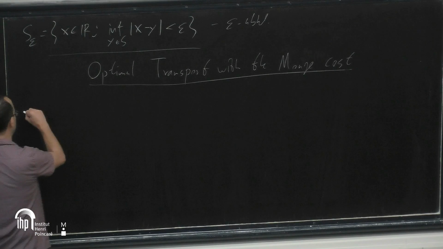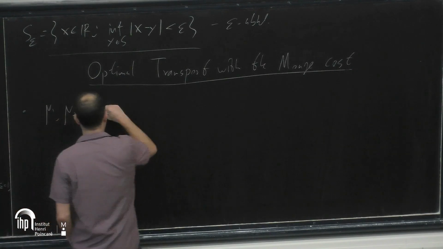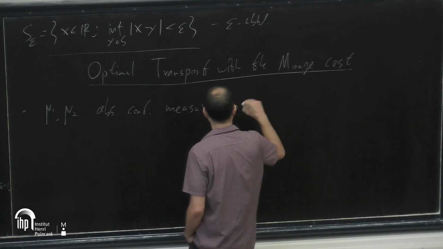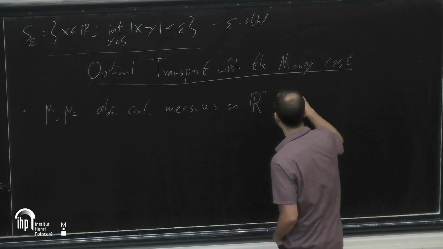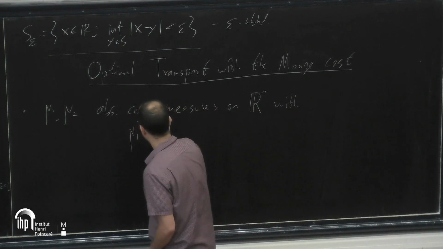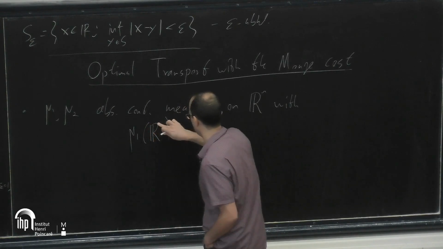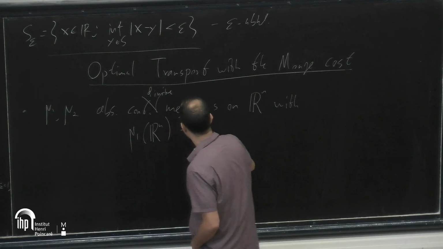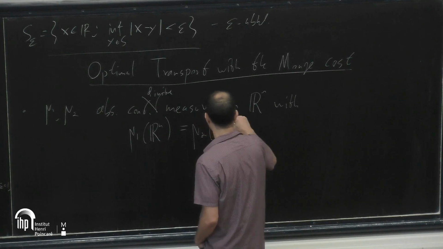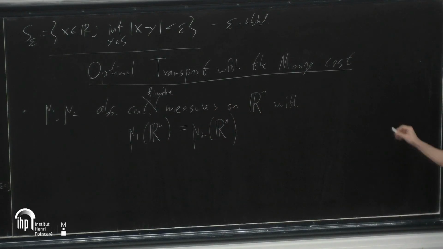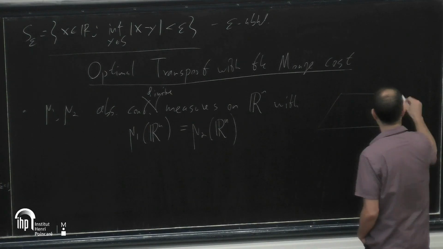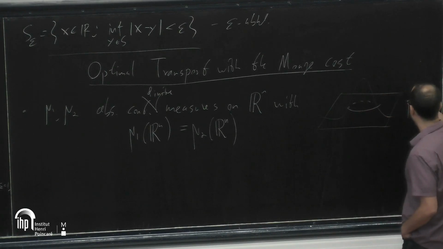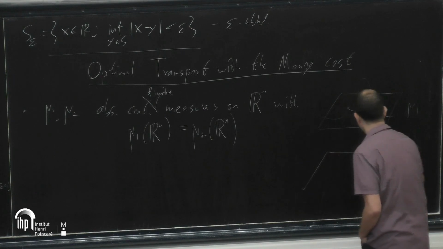What's optimal transport? We have two measures on R^n. Absolutely continuous measures on R^n. They should have the same total mass. So the measures are finite, no negative measures, and should have the same total mass. For instance, maybe just to have a picture, maybe mu1 has this density, and maybe mu2 has another density.